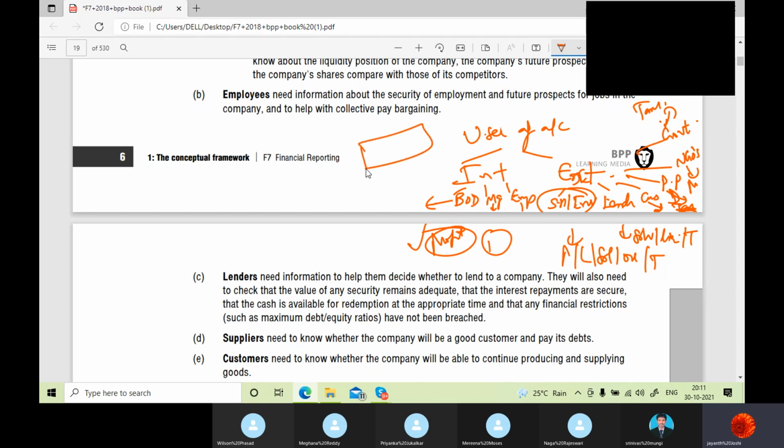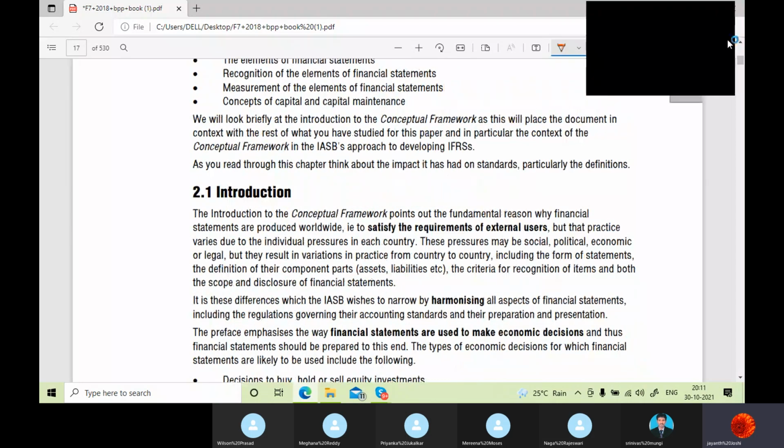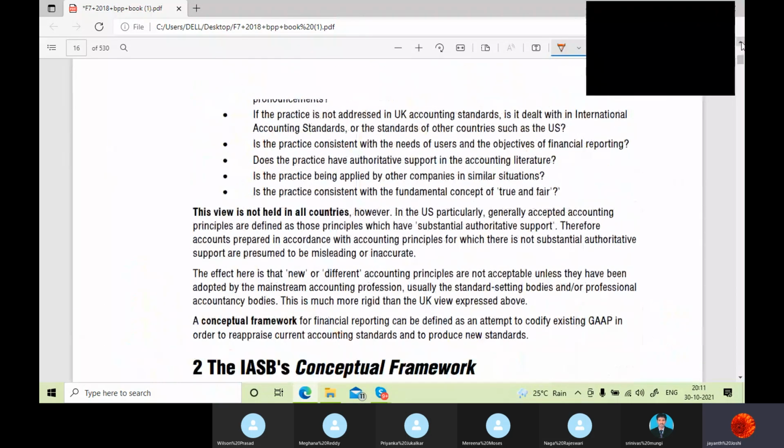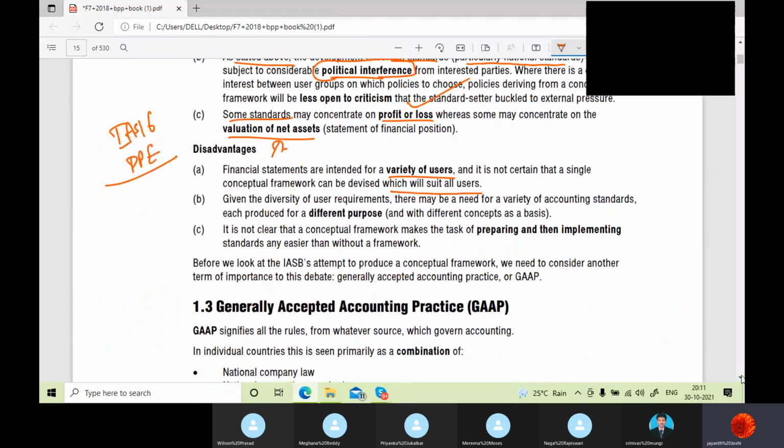Do you think a single conceptual framework can fulfill the needs of all these people? No. That is one of the disadvantages. That means they are saying it is a broader concept and more things have to be included in the conceptual framework. It is a never-ending concept, it seems, because requirements are not still. Requirements may be different with the coming time, correct? Now, given the diversity of user requirements, there may be need for a variety of accounting standards, each produced for a different purpose. This is a very tedious, daunting task, because the standards have to be made for different requirements. So that makes the task very tough. That is a disadvantage, of course.